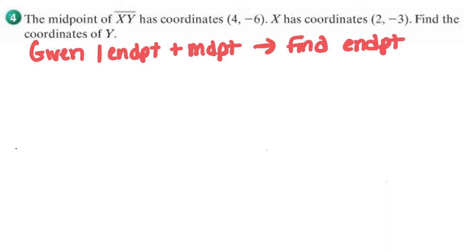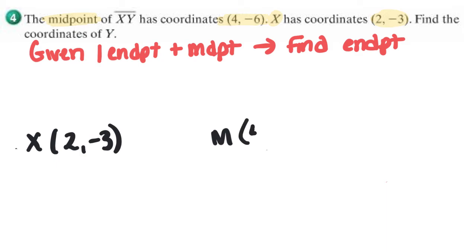Okay, now if I set this up, we can kind of visualize our scenario. So I have the segment X with the ordered pair of 2, -3. The midpoint is given to me here as being at 4, -6. And the coordinates of Y are what is unknown. So I'm going to write those in as being blanks.